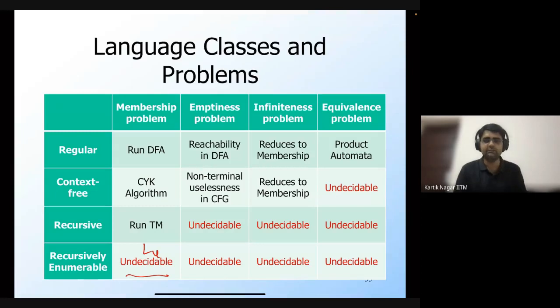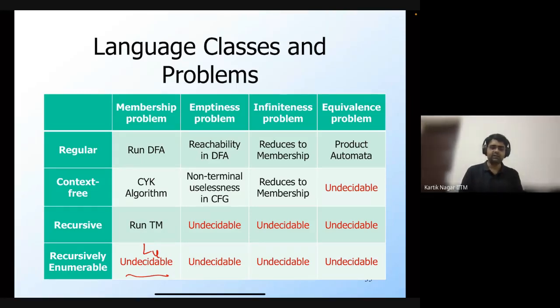Then the emptiness problem, which asks whether or not some language is empty. Given a regular language, I can easily do this. If you're given a DFA, you just need to check whether the final state is reachable from the start state in the graph representation of the DFA. If it is reachable, then the language is not empty. If it's not reachable, then the language is empty. So this is a very simple reachability algorithm to check the emptiness problem.